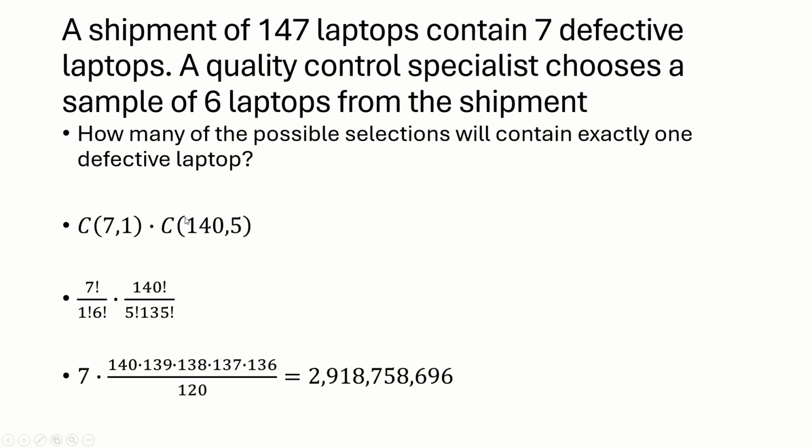And then there's 140 that are not defective, and we're going to choose the remaining from that pile. So we're going to choose 5 from that. So that gives us 7 factorial over 1 factorial times 6 factorial, multiplied by 140 factorial over 5 factorial times 135 factorial. Simplify, calculate to get 2,918,758,696 as our final answer.